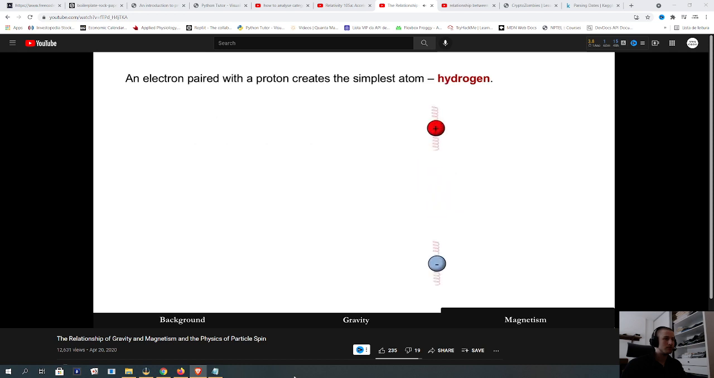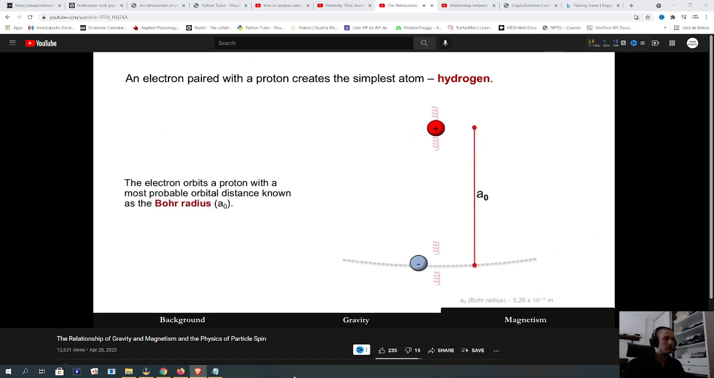All right, there's more. So an electron paired with a proton creates this simplest atom, which is hydrogen. And the electron is also known to orbit. The most probable orbital distance, at least, is known as the Bohr radius. And there it is.